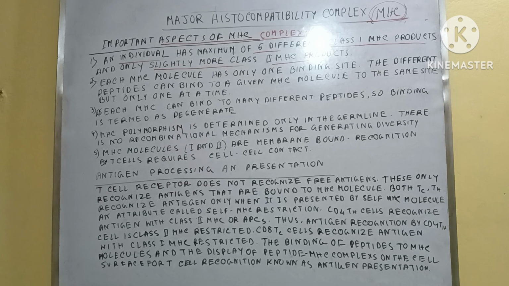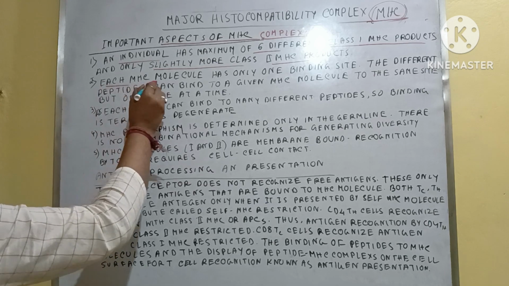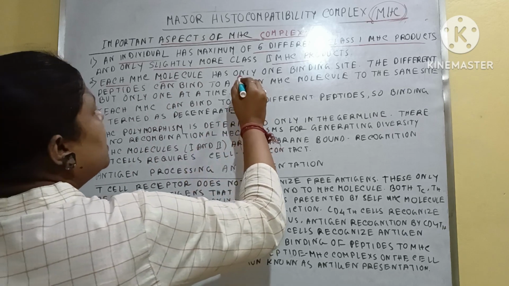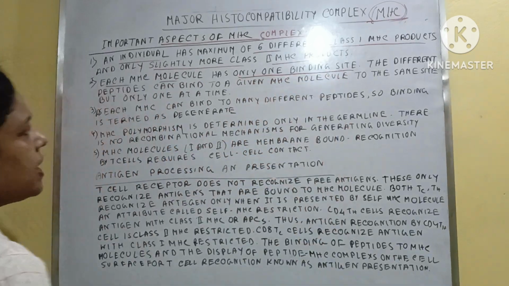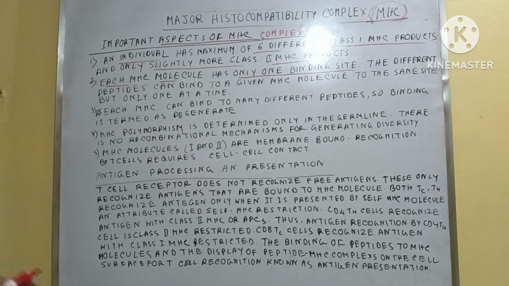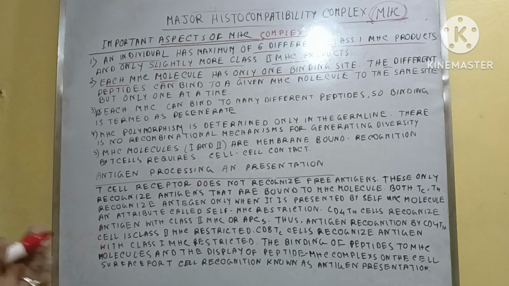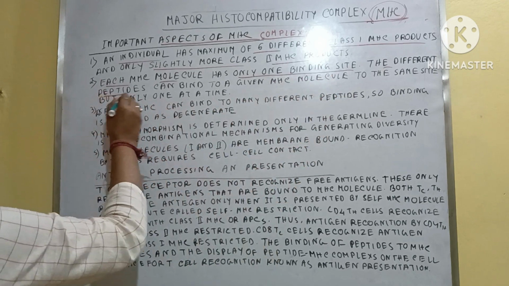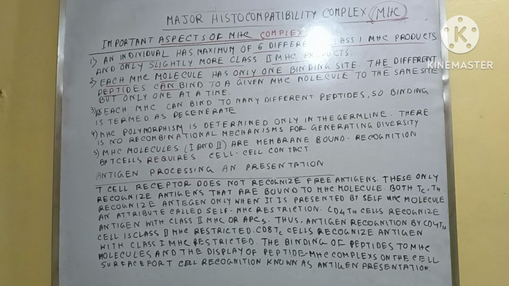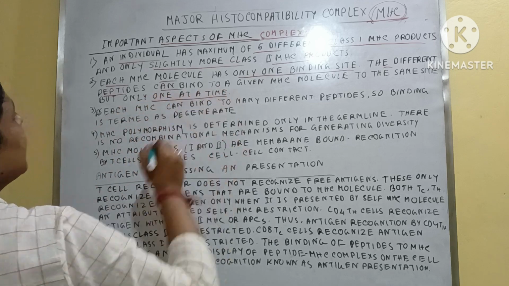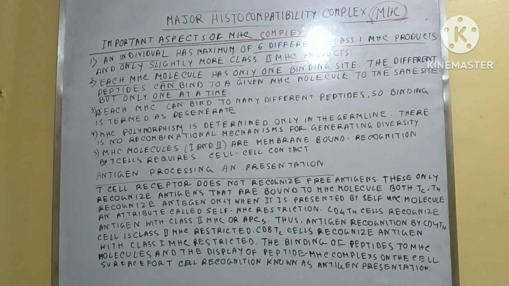Second, an MHC molecule has only one binding site, and different peptides can bind to that binding site, but only one at a time. So the MHC molecule has the capability to bind different types of peptides, but only one can bind at one time.